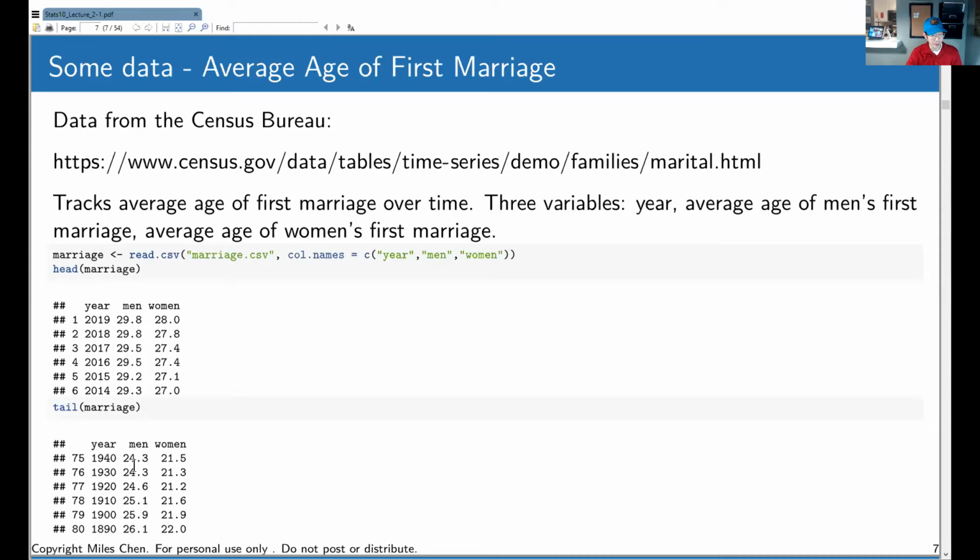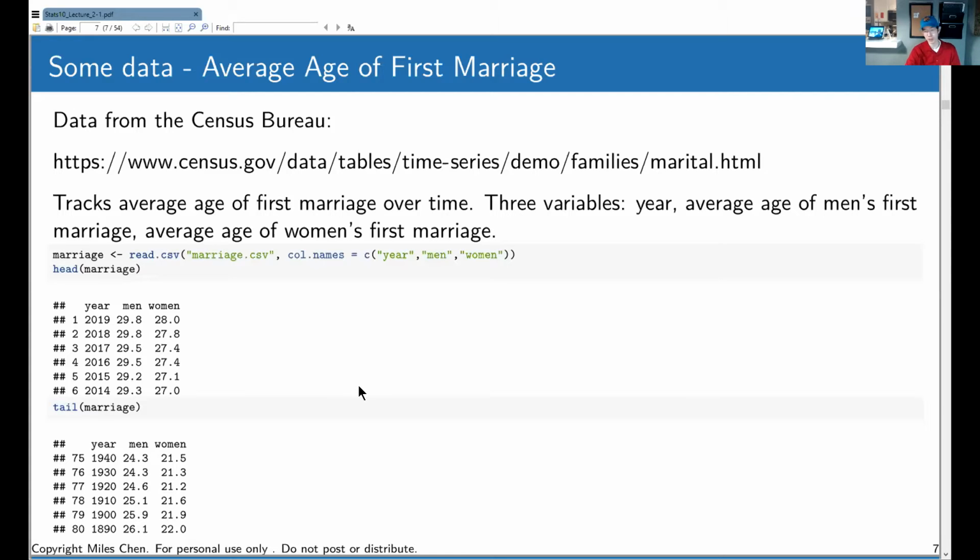And they've been recording this data about every year since, I don't remember when, but prior to the annual thing, they did it about every 10 years, and so it goes back to 1890. In 1890, the average age for marriage for men was around 26 years, and for women around 22. In 1940, it was down to about 24.3 years for men and 21.5 years for women.